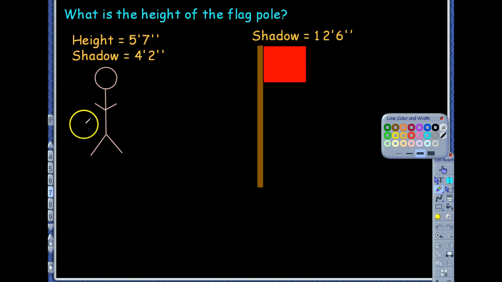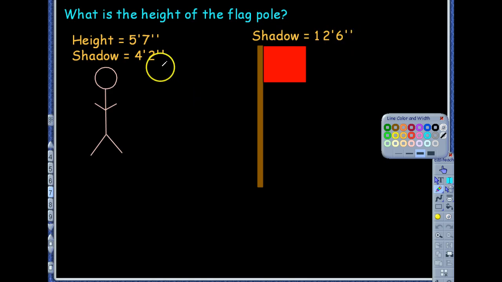So we measured the height of this stick figure. Okay, our beautiful artistic abilities. And we also measured the shadow of that stick figure. That's easy to do. For the flagpole, we just measured the shadow, which is again easy to do. So what I want to keep in mind is the shadow is measured at the same time of day.